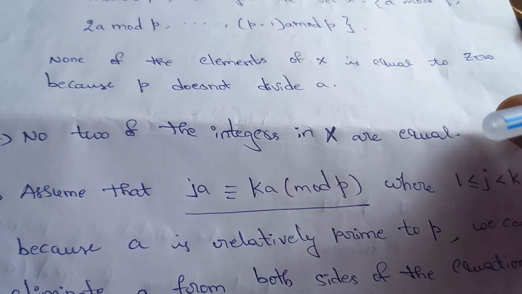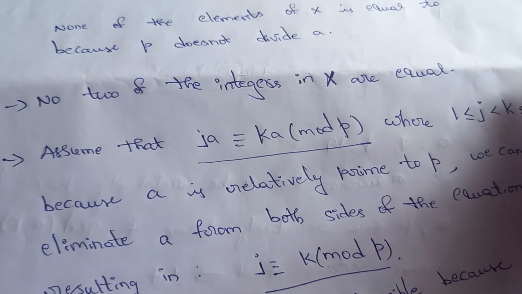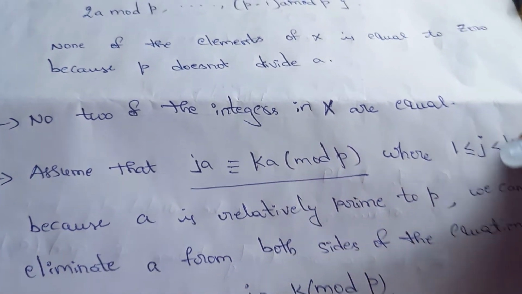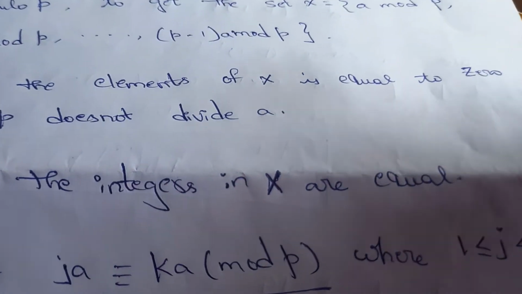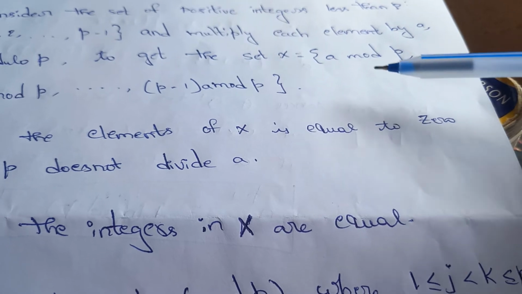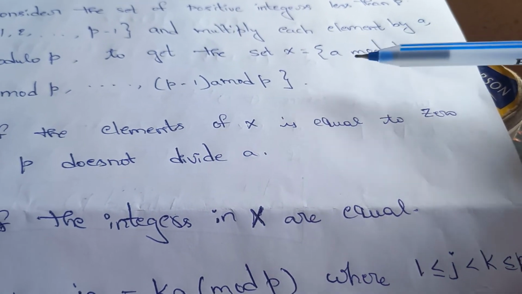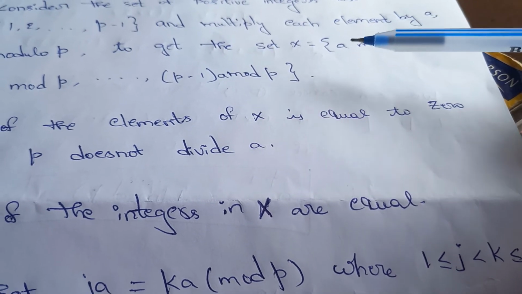Hope you understand this point. Okay, next, no two of the integers in x are equal. Here are 2 points: x doesn't have a 0 value. That means, if x doesn't have a 0 value, why? Because p doesn't divide a.